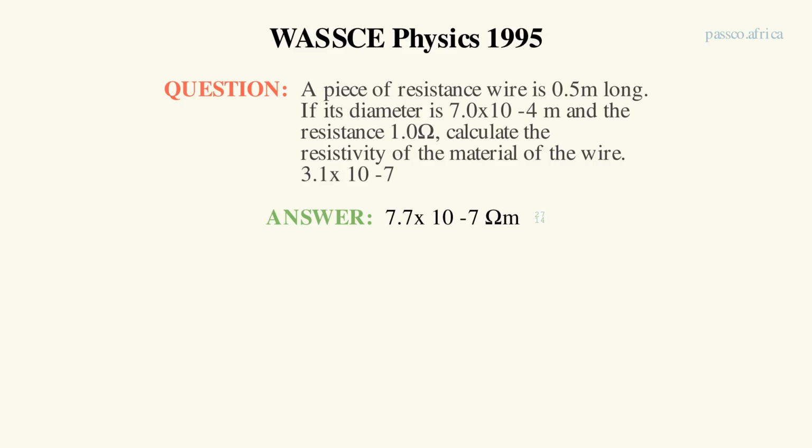A piece of resistance wire is 0.5 m long. If its diameter is 7.0 × 10⁻⁴ m and the resistance is 1 ohm, calculate the resistivity of the material of the wire. 3.1 × 10⁻⁷. Now, try it yourself.